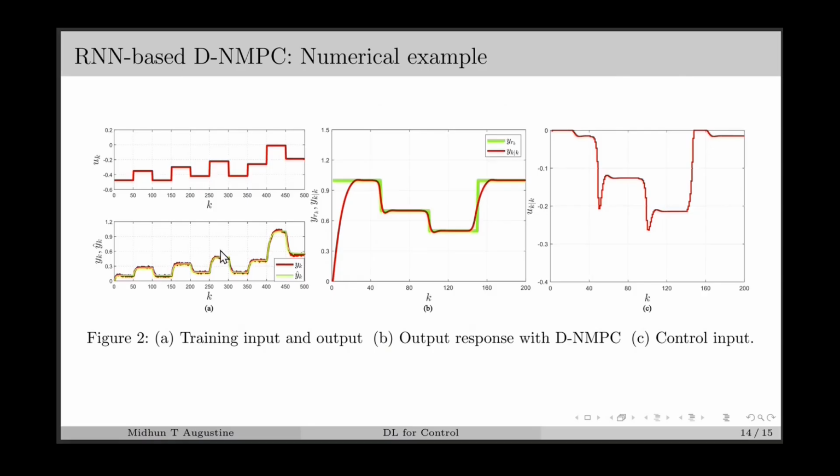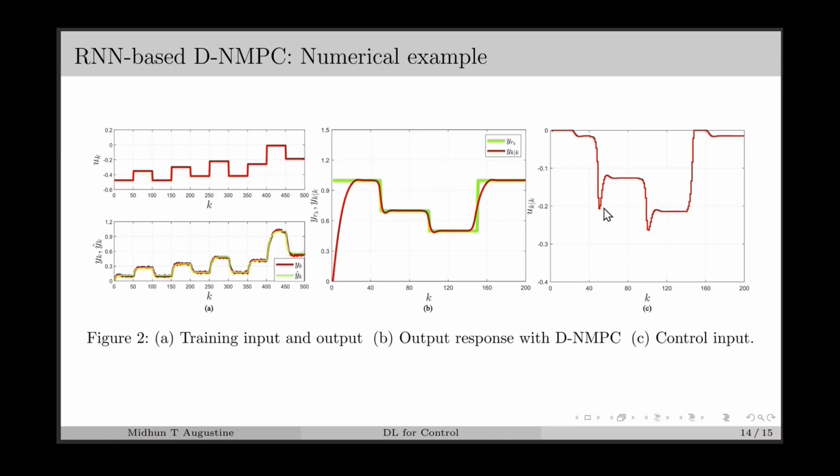Here we have the training input and training output, where the red color shows the actual output for the CSTR system, and the green color shows the output predicted by the RNN model. And it can be observed that the RNN model is able to predict the output well. Figure B shows the output response with an MPC based on the RNN model, where the green color shows the reference values and the output with the MPC is shown in red color, where we can see that the output is able to follow the reference. And the corresponding control input is shown in figure C, which satisfies the constraints.